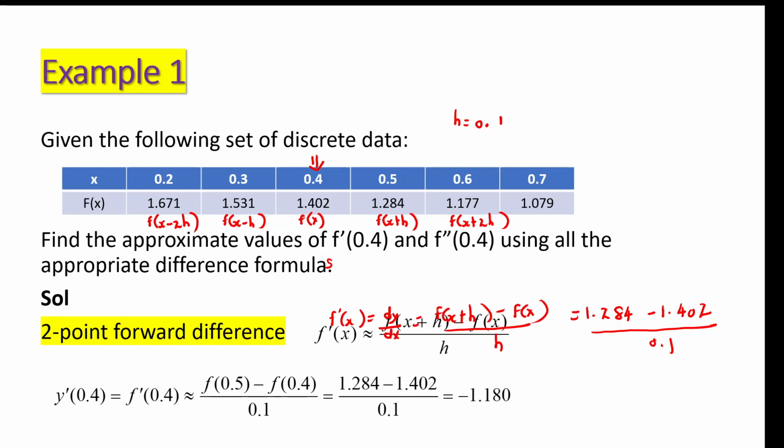So in the test or final, if you want to skip writing down this formula, this part, then at least you write down this part and this part. So is it okay for 2-point forward?